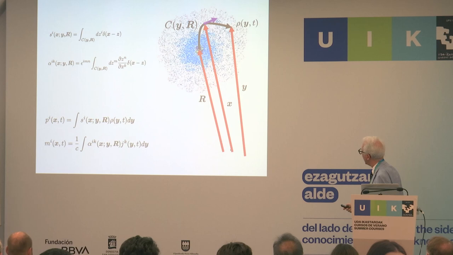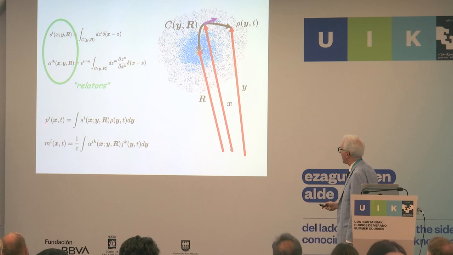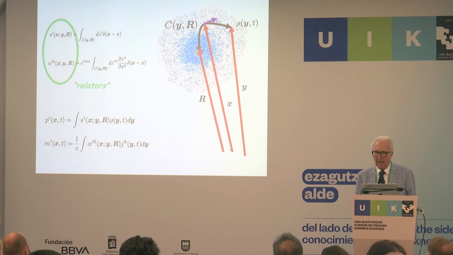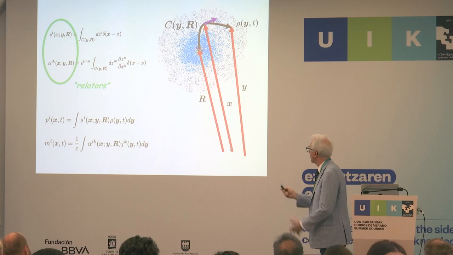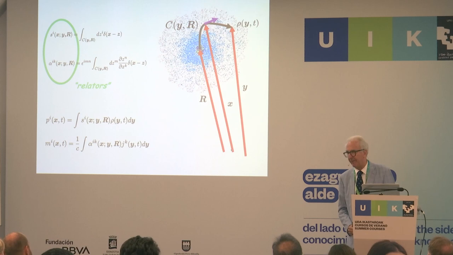These things are sometimes called relators, simply because they relate this microscopic polarization to the charge density and the microscopic magnetization to the current density. I think this is most clearly talked about in the work by Healy, although he uses a notation that I think is more complicated than this, if you can believe it. This is complicated enough.